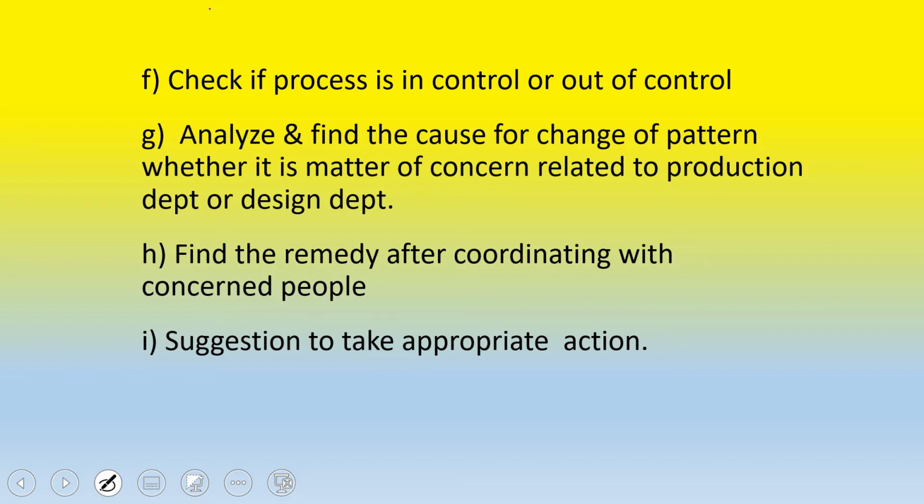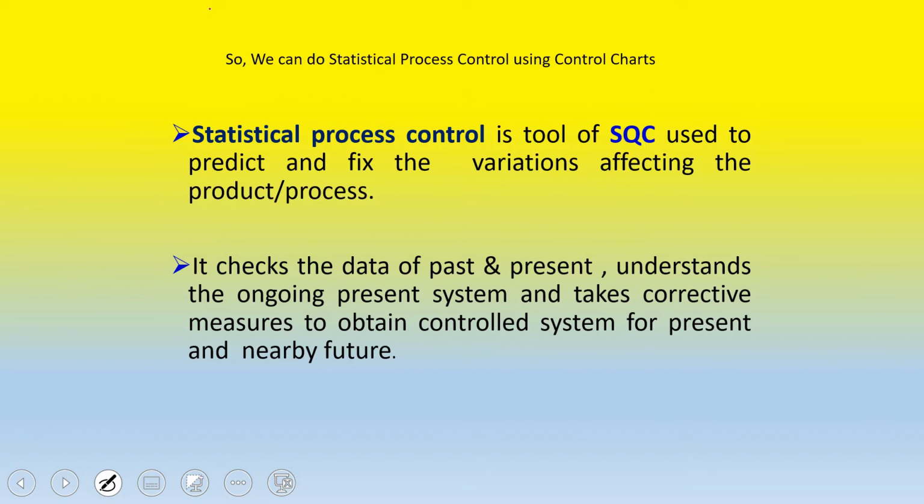Then we have to analyze using the cause and effect diagram. Then we have to analyze and find the cause for change of pattern, whether it is a matter of concern related to the production department or design department. Then we have to find the remedy after coordinating with the concerned people. Then we have to give some suggestion to take appropriate action. So we can do statistical process control using control chart. Why are we doing this statistical process control?